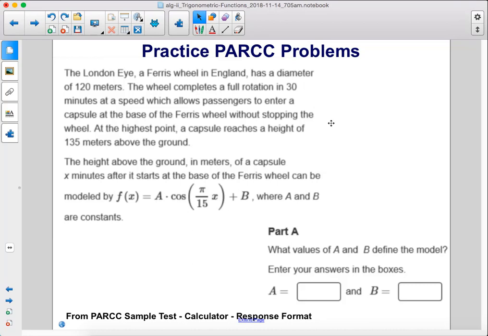At the highest point, a capsule reaches a height of 135 meters above the ground. The height above the ground in meters of a capsule x minutes after it starts at the base of the Ferris wheel can be modeled by f of x equals a times cosine of pi x over 15 plus b, where a and b are constants. Part A. What values of a and b define the model? Enter your answers in the boxes.